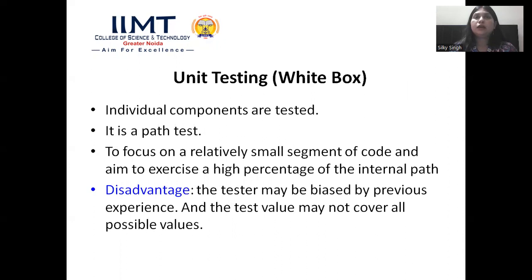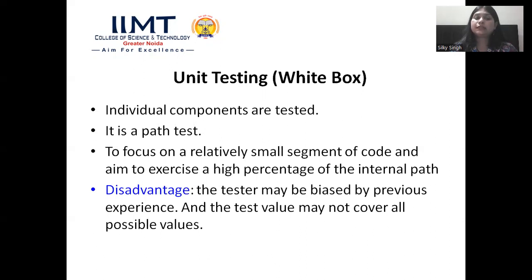For example, a developer develops the code, and after that we check it. We apply some input, and then the desired output should come. That type of testing is called unit testing, where an individual component is tested, and it is done by the developer. It is also called path testing.